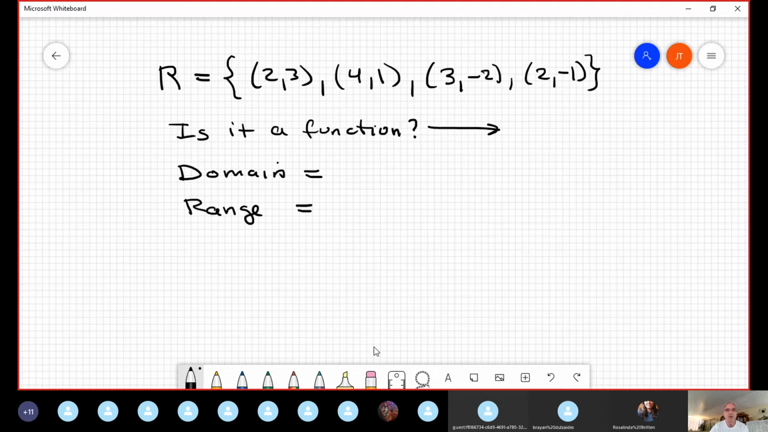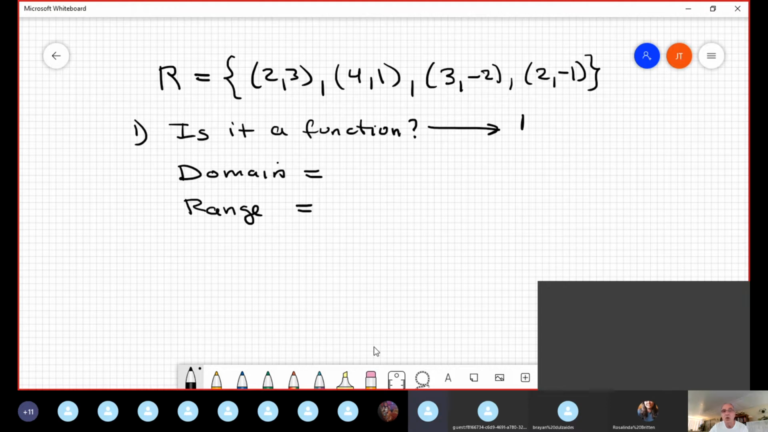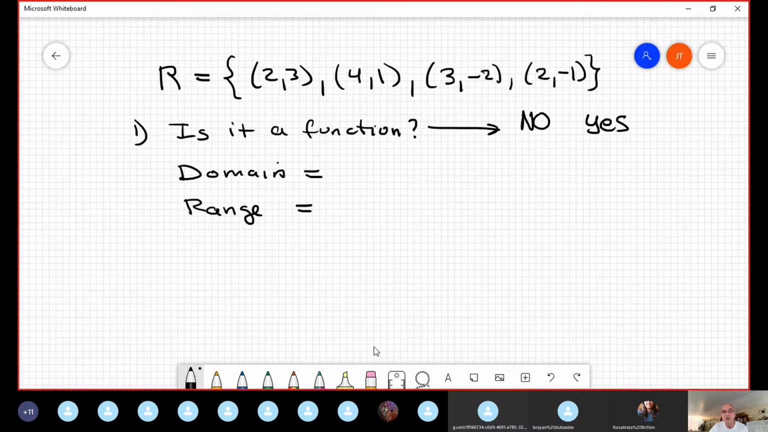For question number 1, is it a function, yes or no? No. Jovino says no. Another student says yes. Who has the reason? No or yes? And why? I need to understand why. No, because there are two values for one domain element, so it's impossible.